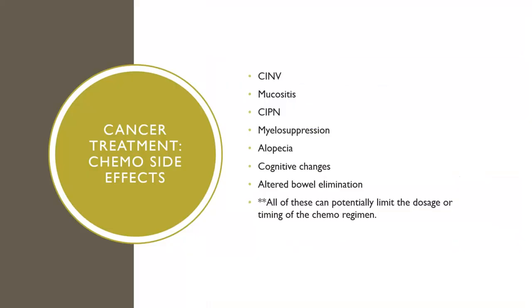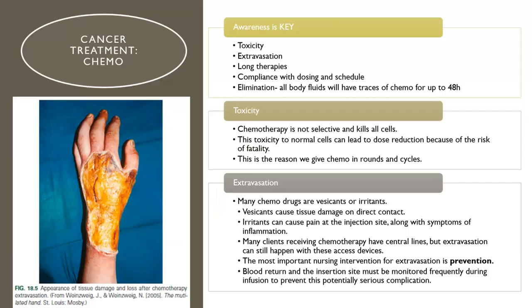So chemo side effects. You can get chemo-induced nausea, vomiting, mucositis, peripheral neuropathy, myelosuppression, alopecia, cognitive changes, and altered bowel elimination. And all of these are dependent on how long treatment is and how much of treatment you're getting. So just be aware, cancer's bad, but chemo is toxic.